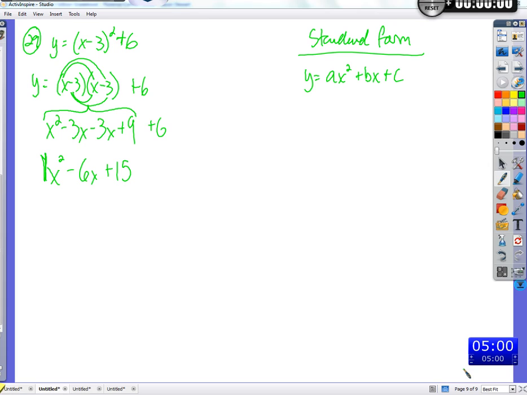mx plus b is simple. You got your slope and you got your y-intercept. Pretty simple. Vertex form, you get your vertex, you get your steepness, you get your opening up or down. Pretty simple. Gordon? If we have easier ways of doing it, why do we have standard form?